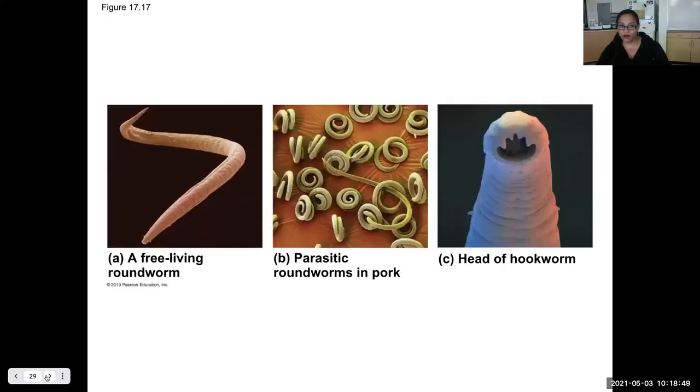So a free-living roundworm, you can see it's circle in shape, but it's tapered at the end. Parasitic roundworms in pork. This is why you always want to cook pork very, very well, because raw pork can make you sick. And then the head of a hookworm. That hookworm clamps onto something and doesn't let go unless forced to.